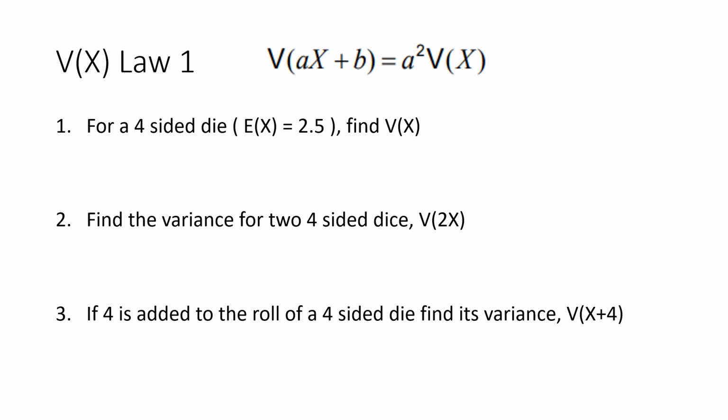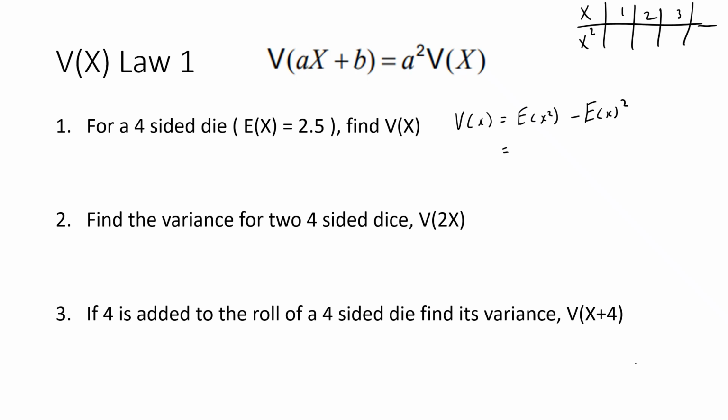Now we can use the formula that we learned last lesson. V of X is equal to E of X squared minus E of X, all squared. Now E of X squared. So at the top, let me just write the values. So normally we have 1, 2, 3, 4. Here we have 1, 4, 9, and 16.